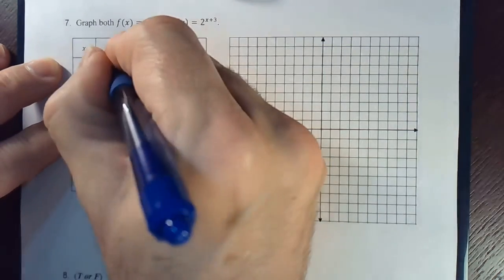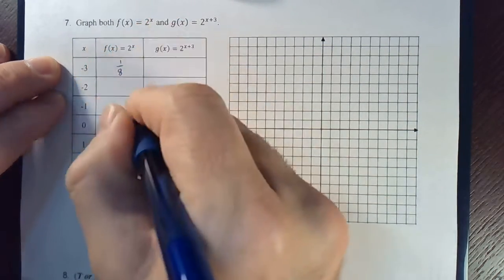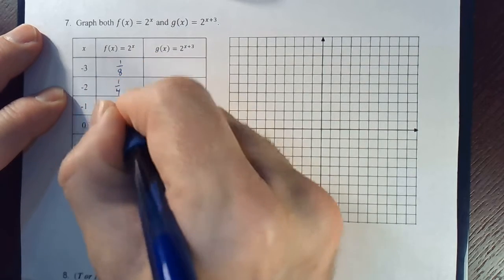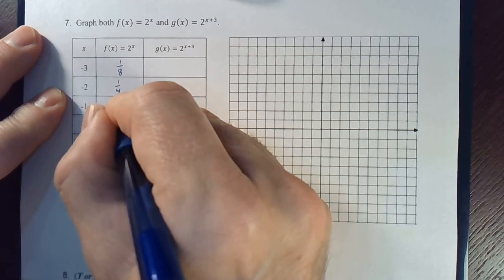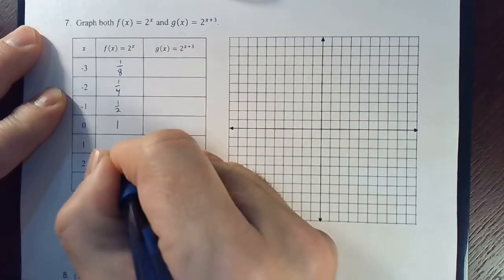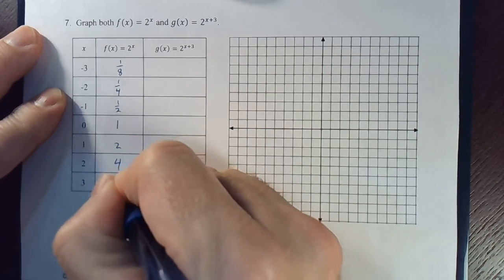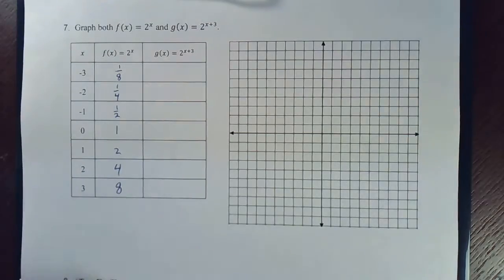2 to the negative 3 is 1/8. 2 to the negative 2 is 1/4. Then we get 2 to the negative 1, which is a half. And then we get a 1, a 2, a 4, and an 8. 2 to the third is equal to 8.